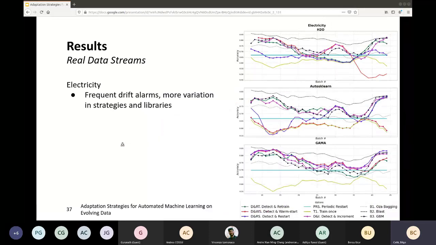I want to show a few of the real data stream results briefly because they are, as I said before, relatively less informative for our purpose. Here you can see the results for the electricity data, which is a small data stream. This is why periodic restart is just one run. We can actually observe more variation in the behavior of the strategies with frequent drift points detected. Overall we can say that incremental learning is performing quite stable and quite well for all three libraries.